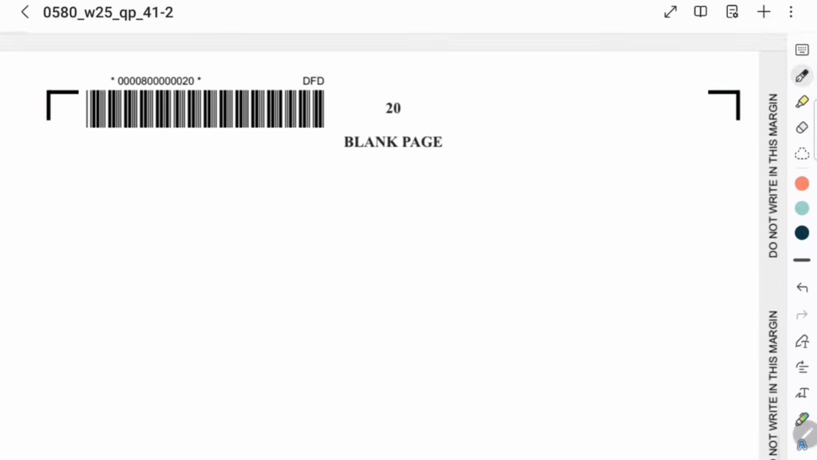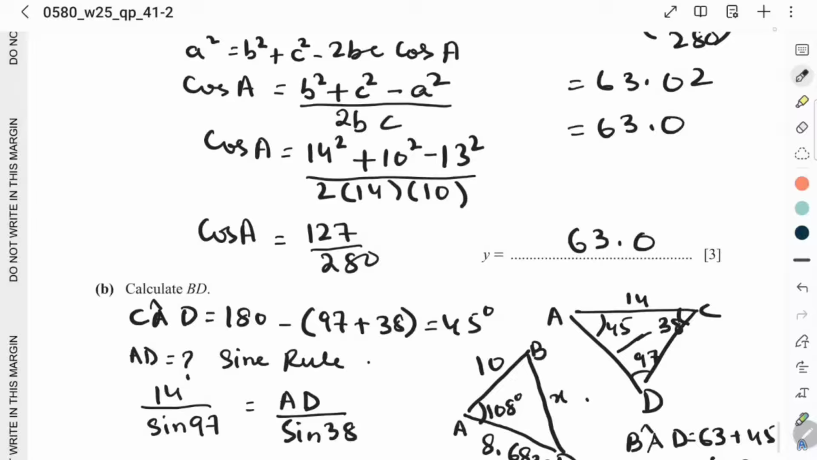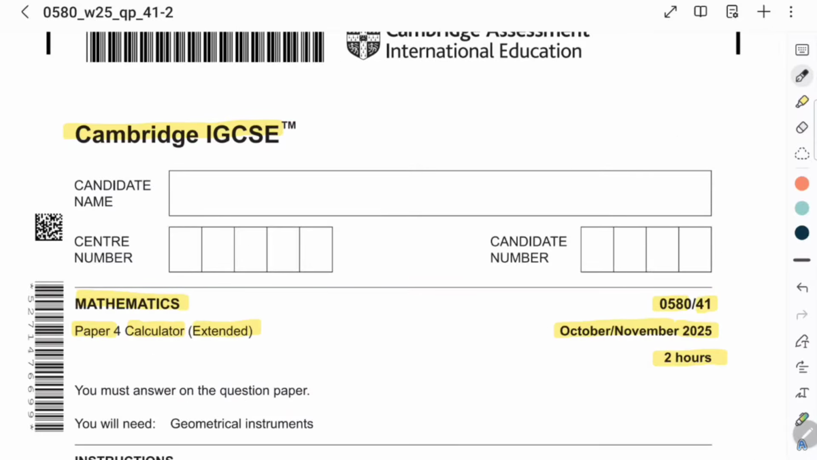All right, so this was the last question. I hope you understood. So we solved your question paper step by step, which was October/November 2025, variant 058041, of 2 hours. I have solved all of the papers on my channel, you can see paper 2 and the other papers as well, 2 with 4, 2, 1 and 2, 1 with 4, 1 and 2, 3 with 4, 3. So all the papers are available there.